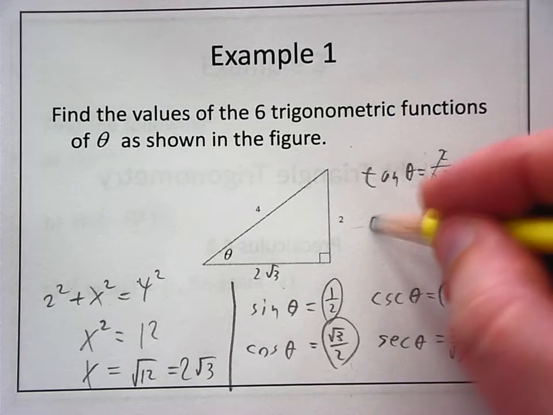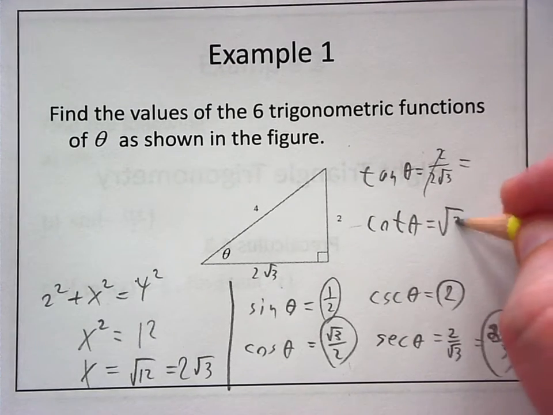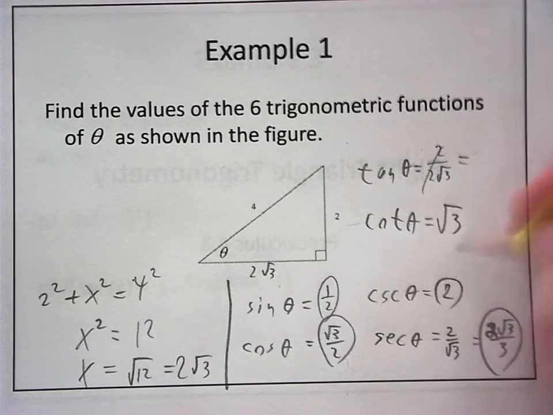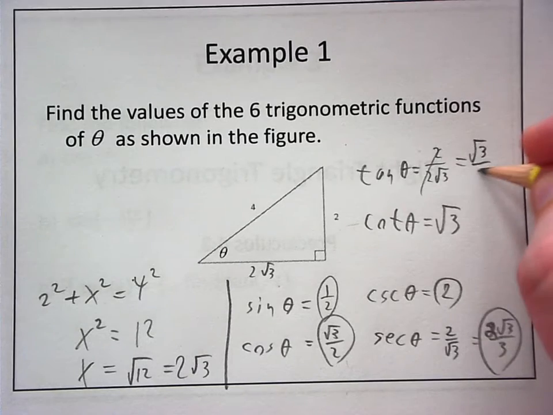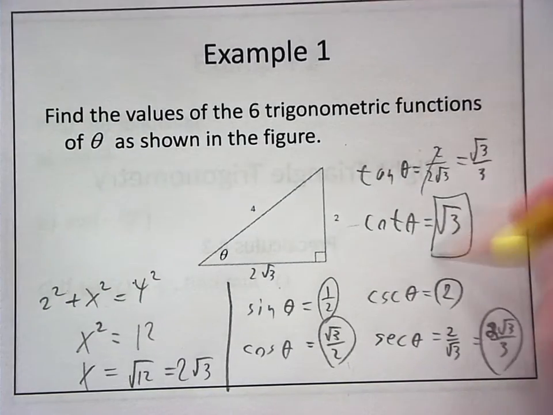Okay. You were doing cotangent, which gave you what? Square root of 3. Yeah, because you get the reciprocal of 1 over the square root of 3, which would be square root of 3. All right. Everybody good on those?